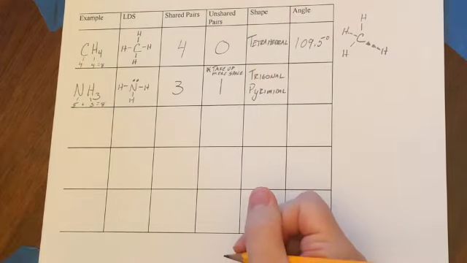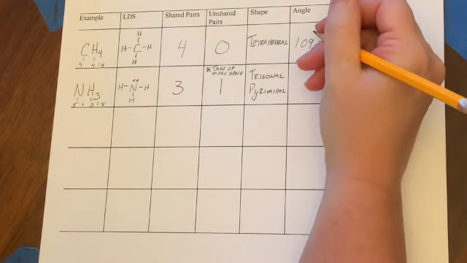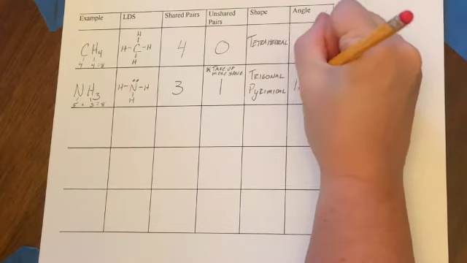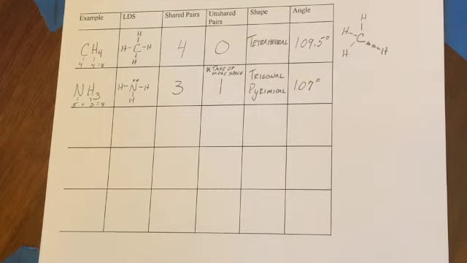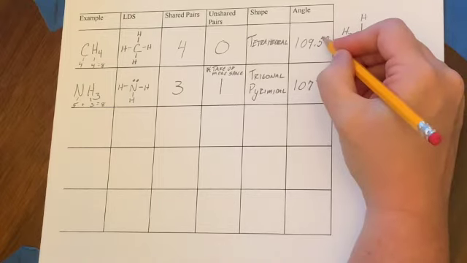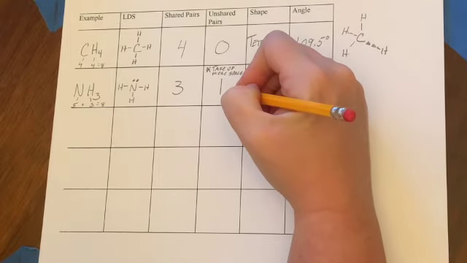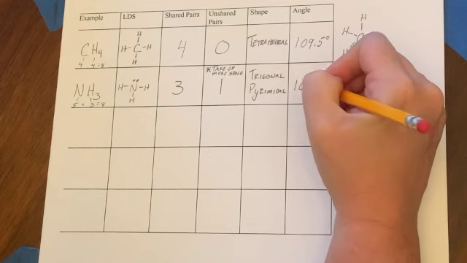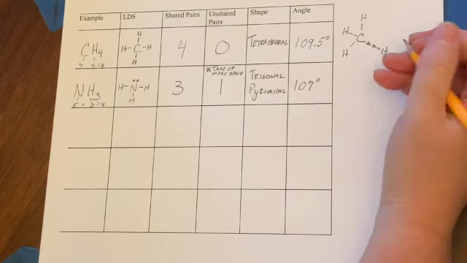All right. And the bond angle for a trigonal pyramidal is 107 degrees. That's not one that I'd expect you to be able to geometrically figure out. All right. But notice as I have more unshared pairs, my bond angle is getting smaller, all right?